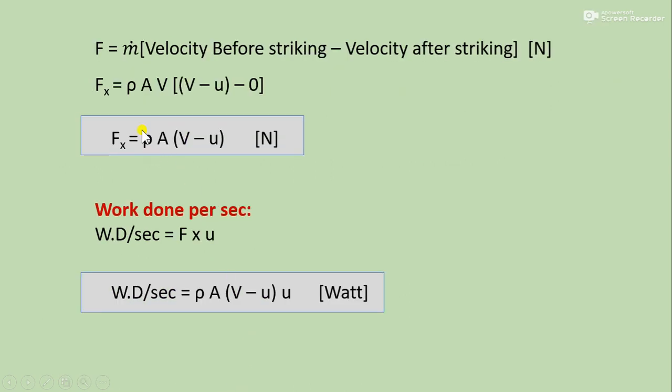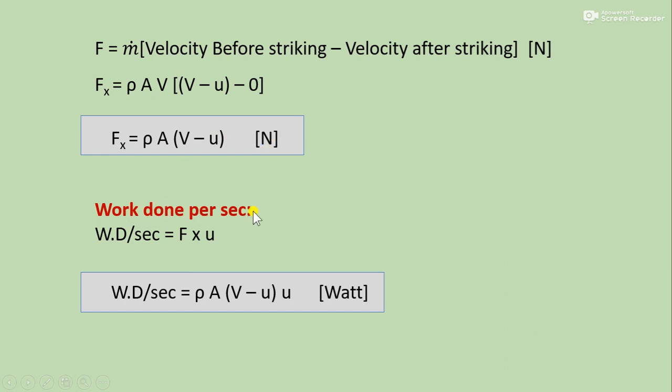So in this case, mass flow rate striking to the plate is rho av, kg per second. So by the impulse momentum principle, formula for the force can be written as m dot into velocity difference, that is velocity before striking minus velocity after striking. So velocity before striking is effective velocity and velocity after striking is 0. Thus by putting the m dot, that is rho av, and simplifying, we get force exerted by the jet on series of flat plate is rho a into (v minus u) square in Newton.